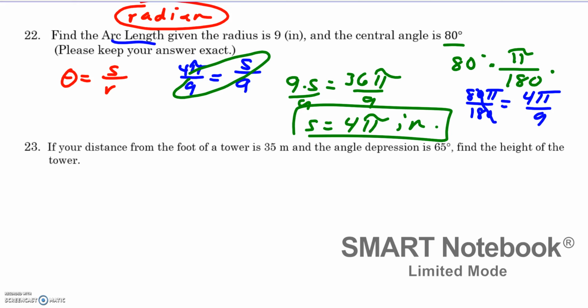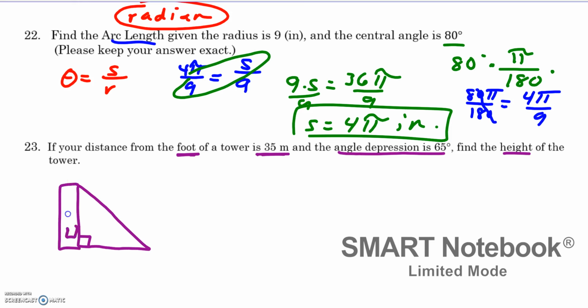Number 23, if your distance from the foot of a tower is 35 meters, foot meaning the bottom of the tower, and the angle of depression is 65 degrees, find the height of the tower. All right, so we have a little right triangle here. Here's the tower. It says that the foot of the tower, or the bottom of the tower, is 35 meters. We're trying to find the height of the tower, so we're trying to find this.